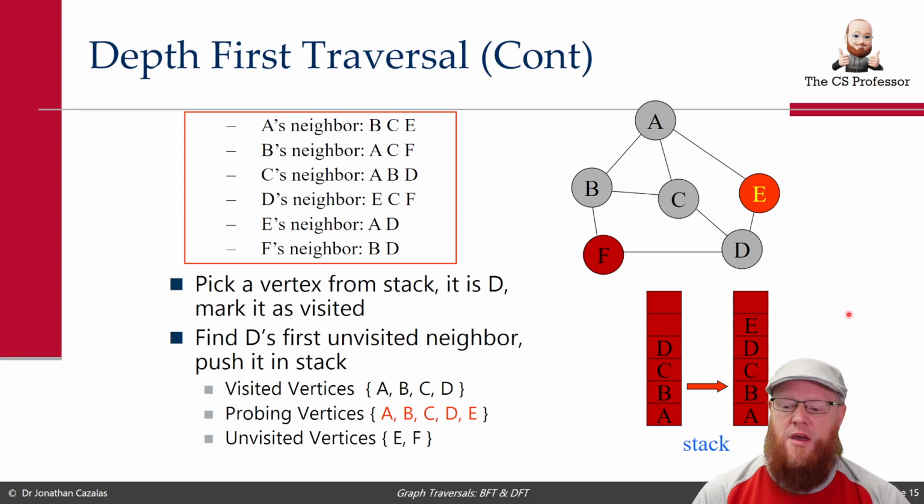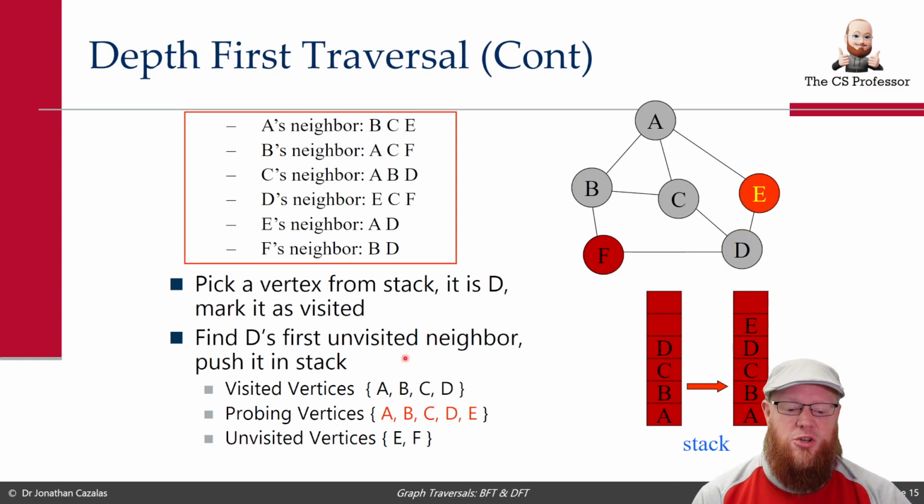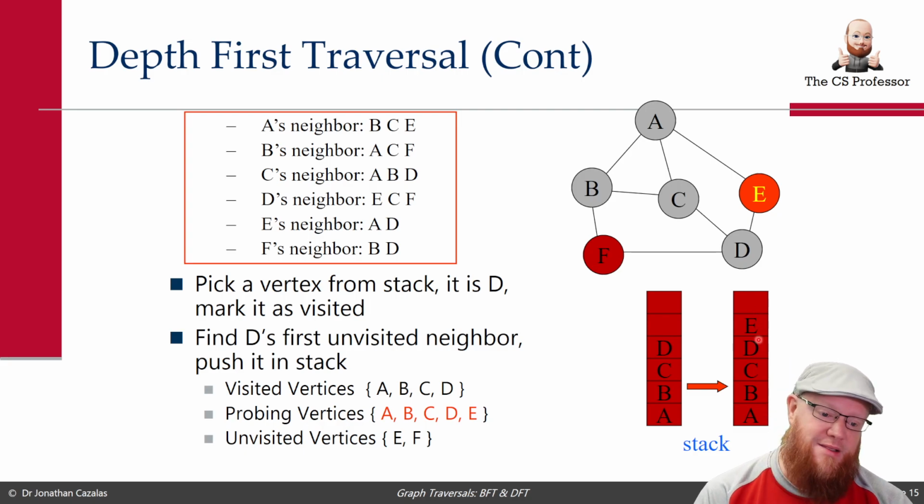Let's come to the next iteration. Pick a vertex from the stack. At the top, it's D. Mark it as visited. So now we have 4 visited vertices in total. Find D's first unvisited neighbor. Does D have any unvisited neighbors? D is connected to C, E, and F, as you can see here in the graph. You can also see over here it's connected to D, C, and F. It's not written alphabetically, it's okay, though. C is already visited, but E and F are unvisited, and the first one is clearly E. So we're going to push E into that stack.